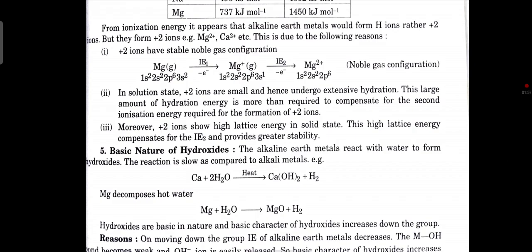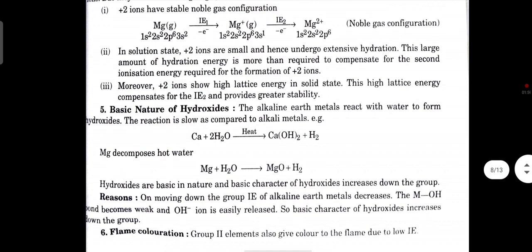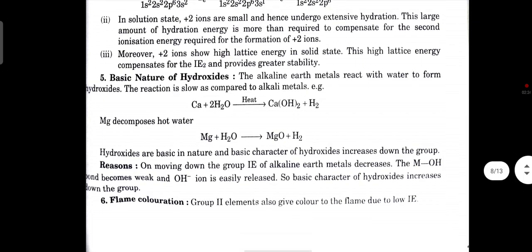In solution, 2+ ions are small and hence undergo extensive hydration. This large amount of hydration energy is more than enough to compensate for the second ionization energy required for the formation of 2+ ions. Moreover, 2+ ions show high lattice energy in the solid state. This high lattice energy compensates for the ionization energy and provides greater stability.